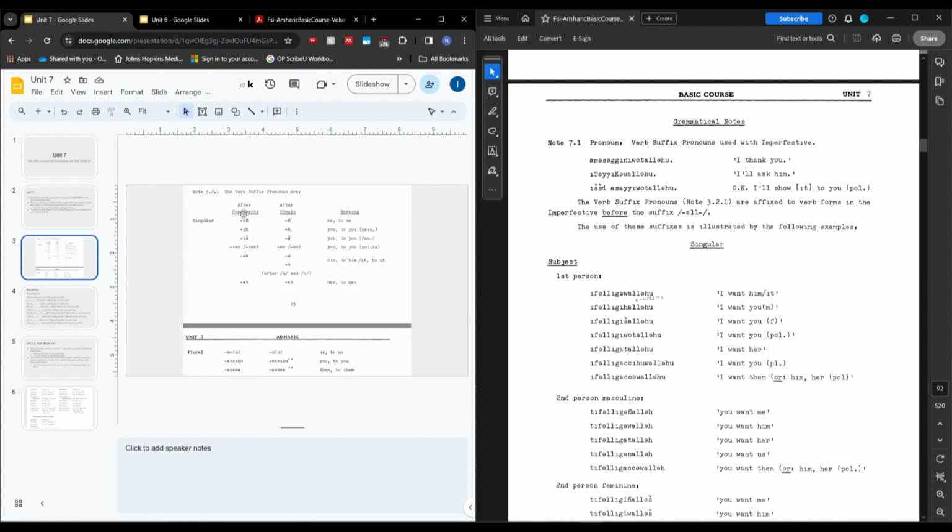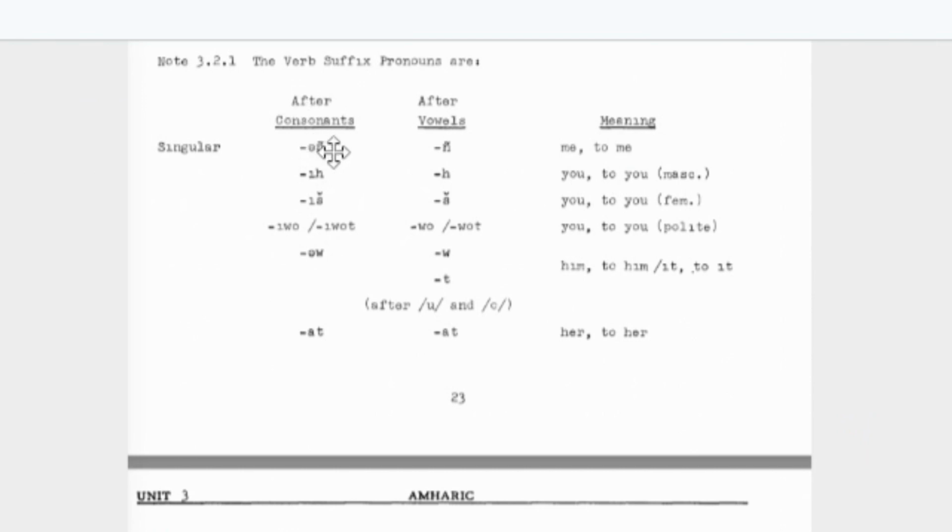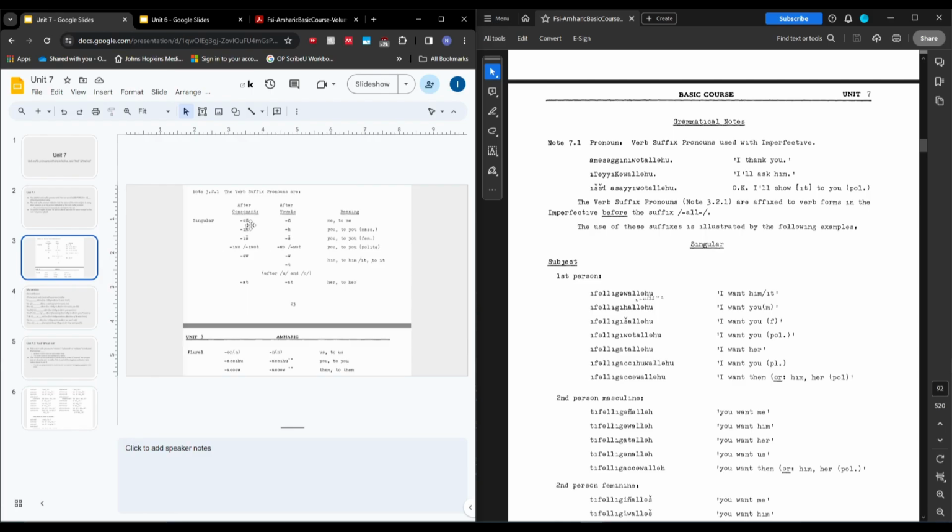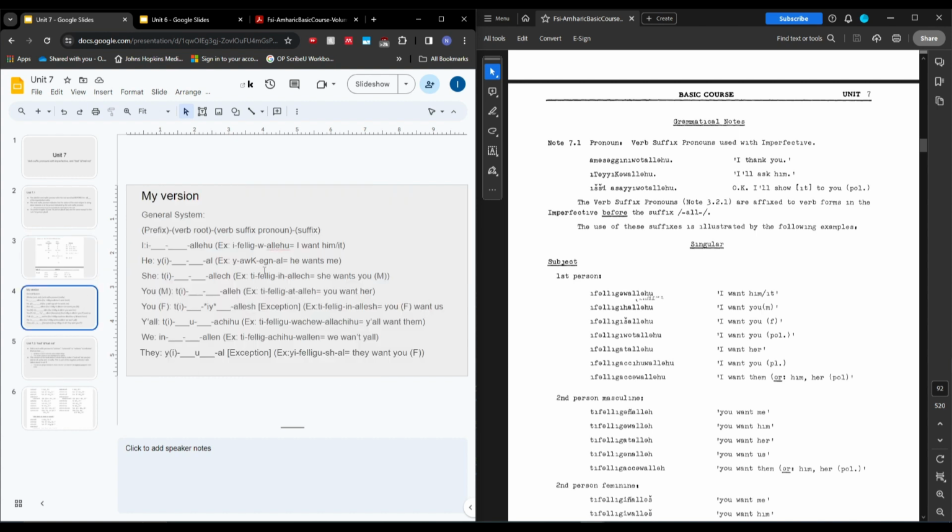We come over here, en after consonants. It's like this squiggly line over an N, which I represent with a GN personally. And then after vowels, it's just the squiggly line with an N. So I would add my ain here and then al. And this would be saying he wants me.